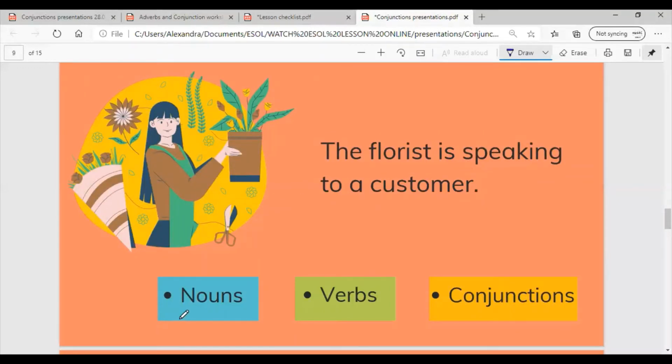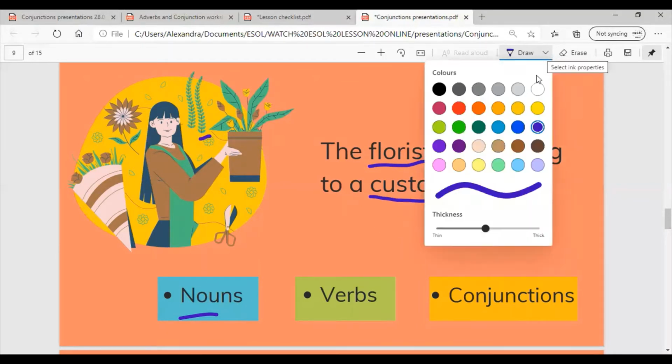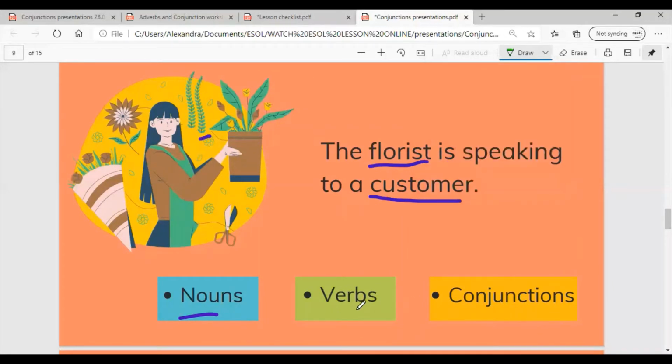Okay, so our nouns, as always, person, place or thing. We have the florist. So our florist here is speaking to a customer. And customer is our other noun. And then we look for our verb. Now our verb is the action word. What is the florist doing? She is speaking, she is talking, she's having a conversation with the customer.